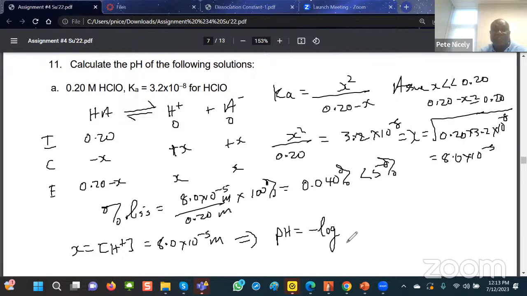of 8.0 times 10 to the minus 5. So let me do that. And according to my calculations, this works out to be equal to 4.10. And that would be the pH that the question is asking for. All right. Okay, any questions about this example or this question?